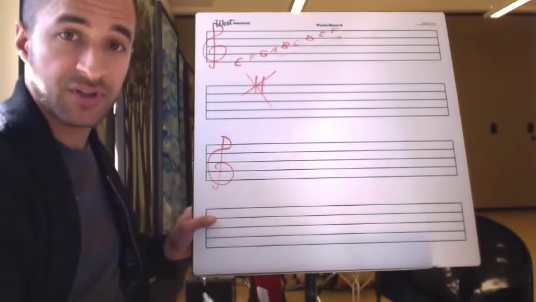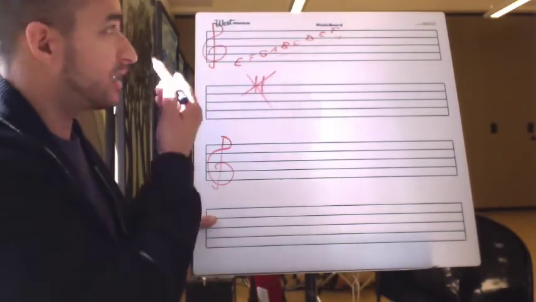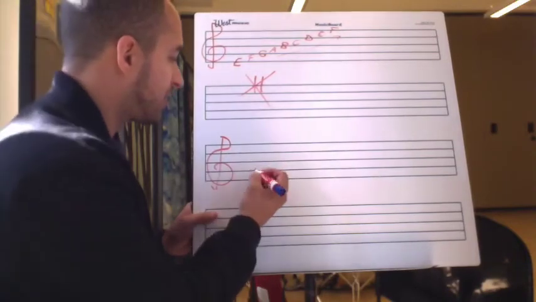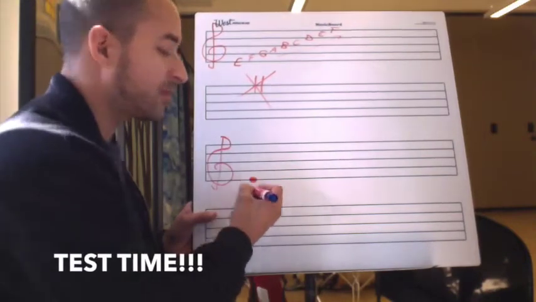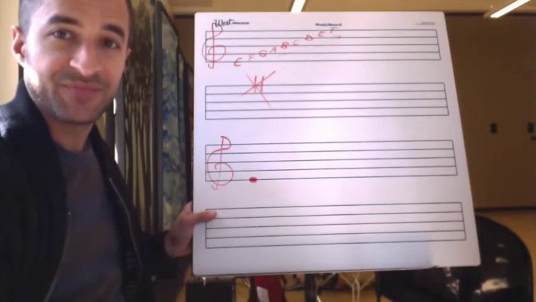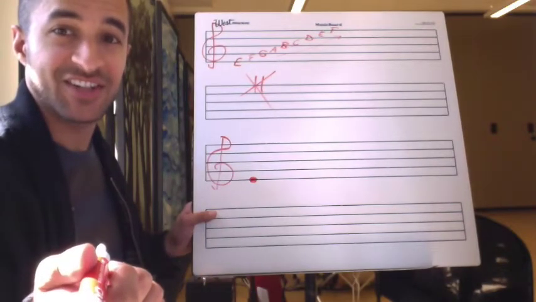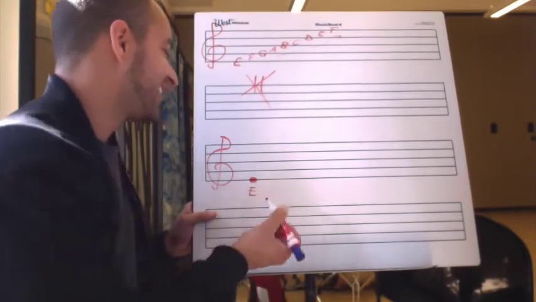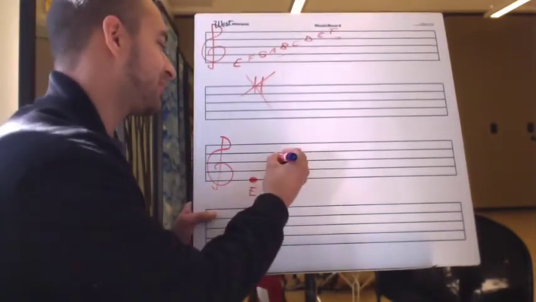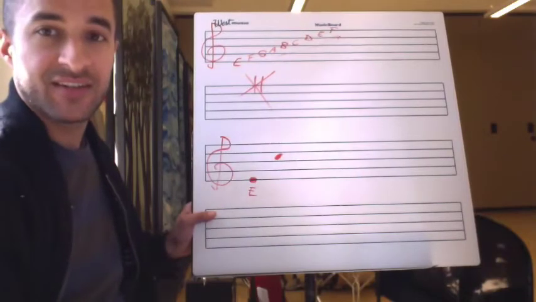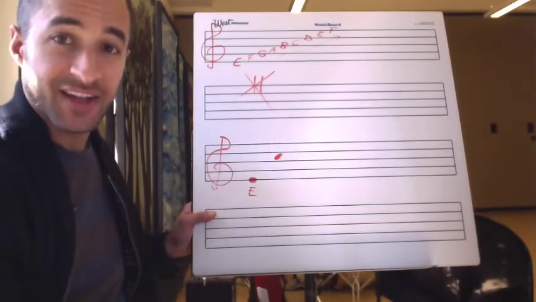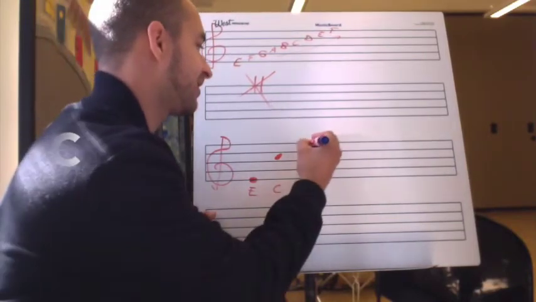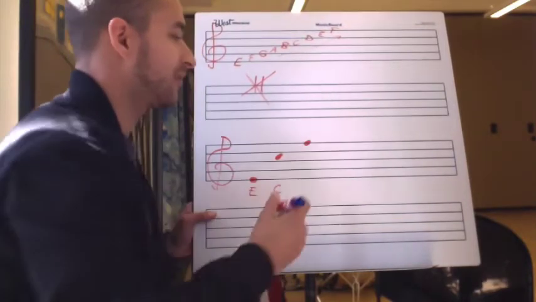Another treble clef, which tells us that we're reading the lines in the way that I've explained to you. What note is that? That's right, it's an E. You got it. How about this one? Nailed it again. That's a C. What about this one?